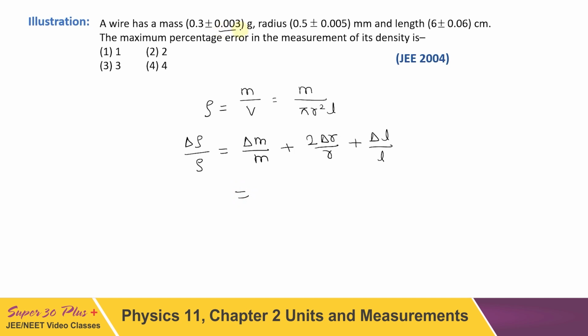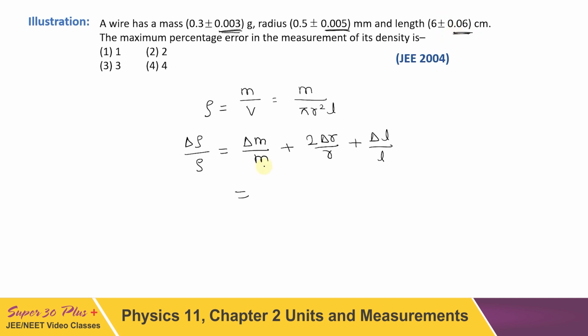This term which is written as plus minus, it is actually the delta m. This one is delta r. This is delta L. This plus minus shows the uncertainty. Measured value can be more than or less than by this much amount. So it is written as plus minus.